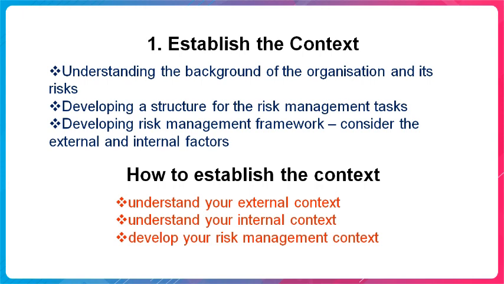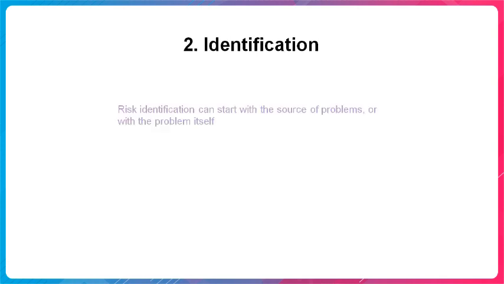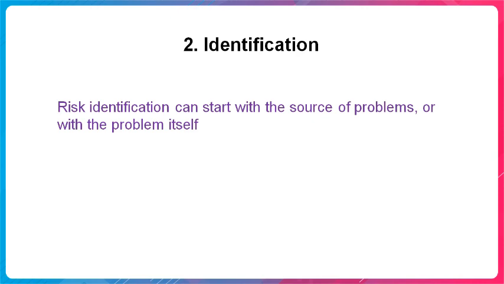Next, we see the second step in implementing the RM framework: identification. After establishing the context, the next step in the process of managing risk is to identify potential risk. Risks are about events that, when triggered, will cause problems. Hence, risk identification can start with the source of problems or with the problem itself.